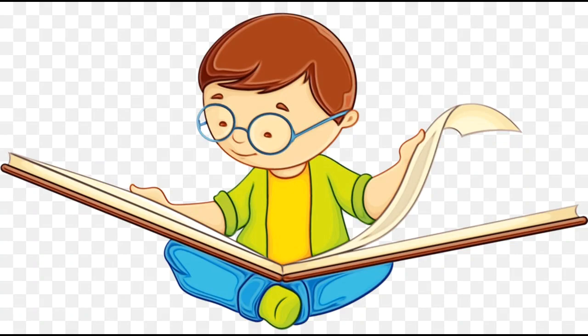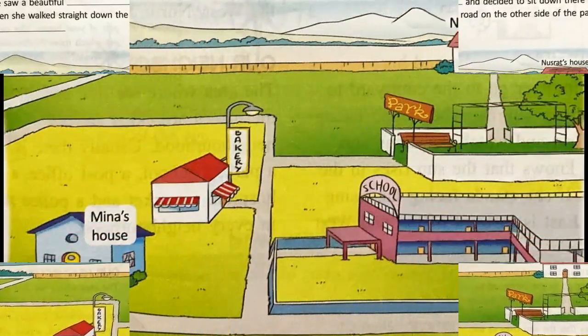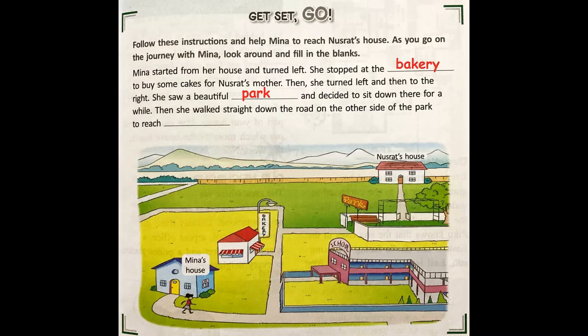Now let's read further. Then she turned left and then to the right. She saw a beautiful dash and decided to sit down there for a while. So Slaters, from the bakery, Meena turned left and then took a right. So what do you see there? Correct, a park. So write park in the blank.